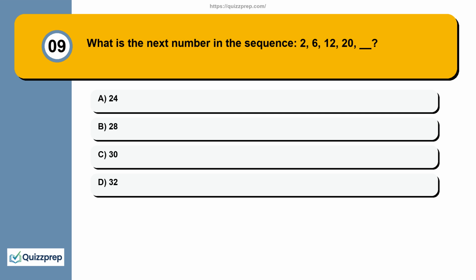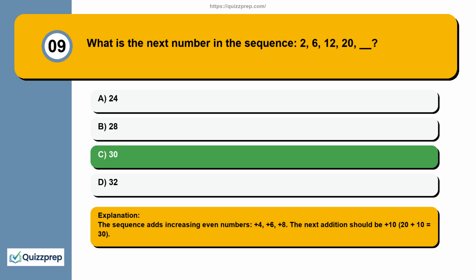Question 9. What is the next number in the sequence 2, 6, 12, 20? Here are your options. Option A. 24. Option B. 28. Option C. 30. Option D. 32. The correct answer is option C.